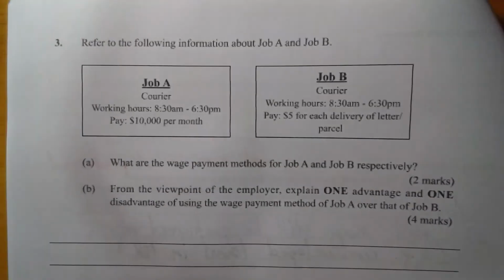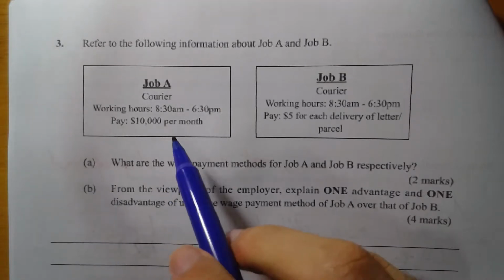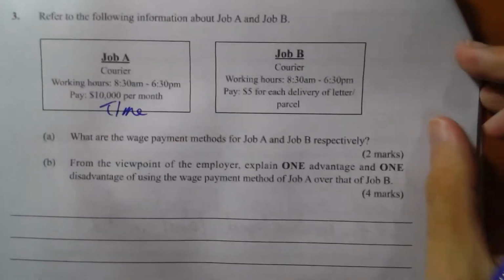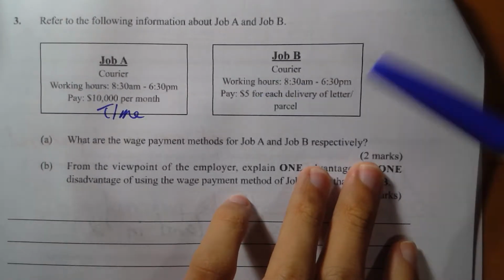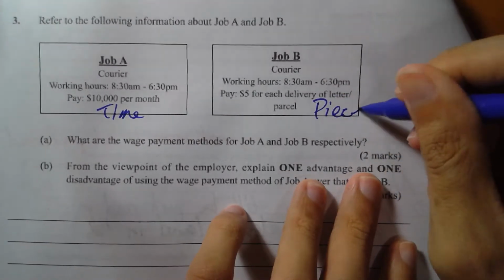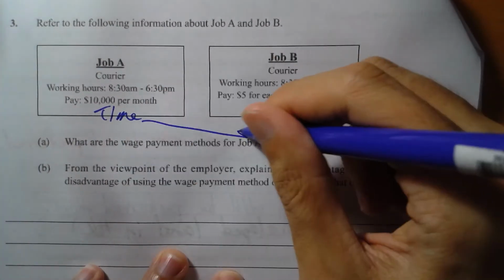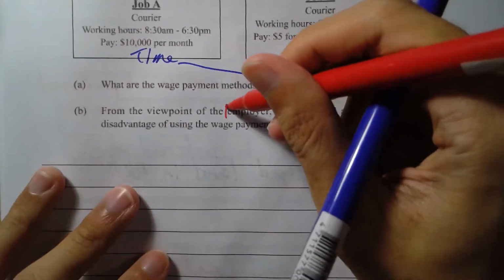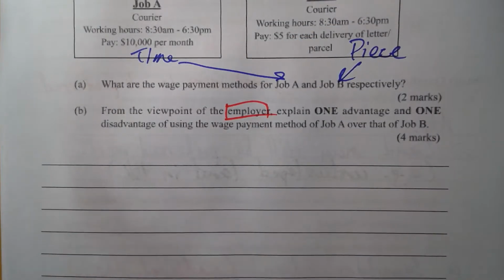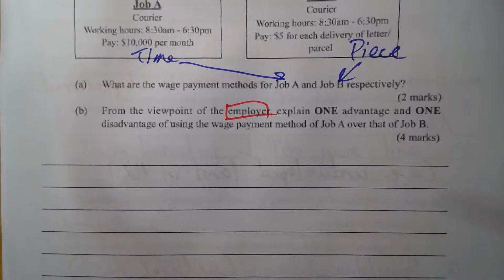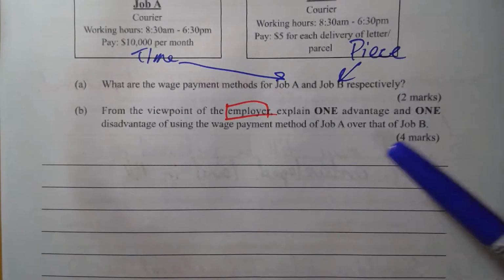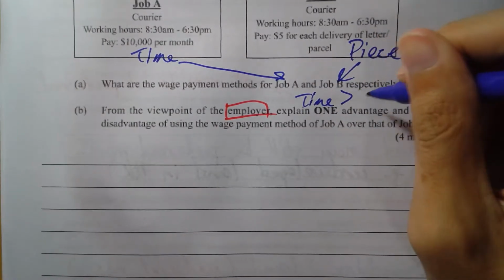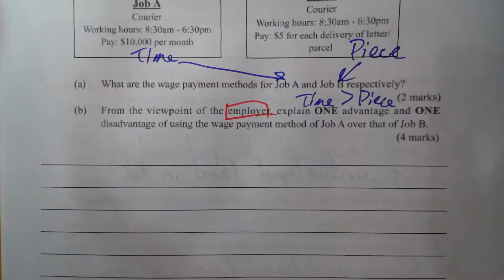Now next one, this one quite very similar. Okay, now job A, let's see this one, something per month 就梗係 time rate 啦, right? Here, this one, 5 for each, that would be a piece rate 係咪？答完啦，唔解啦，答完啦。Now, from the viewpoint of an employer, please, we are talking about employer, not employee. 對個老闆嚟講 a good thing about job A over job B, basically time rate over piece rate from the employer's perspective.